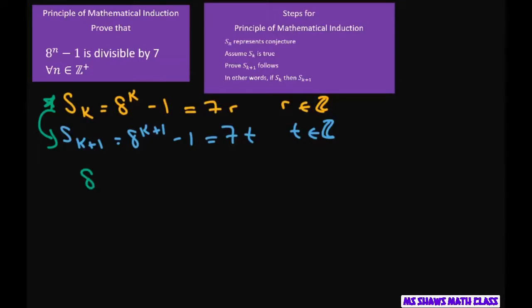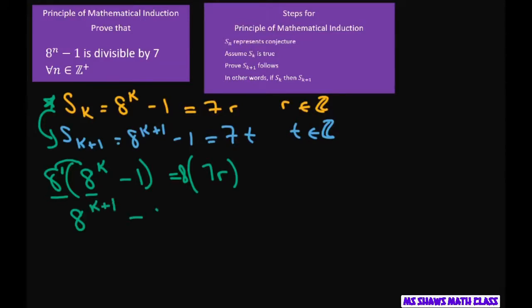So we take our 8 to the k power minus 1 equals 7r, and multiply both sides through by 8. So put an 8 here and an 8 here. When you distribute here, this is a 1, so this is 8. Since we have the same base, this is going to be 8 to the k plus 1 minus 8 equals 56r. Again, our goal is to make this look like this one. So what I'm going to have to do is add 7 to both sides.